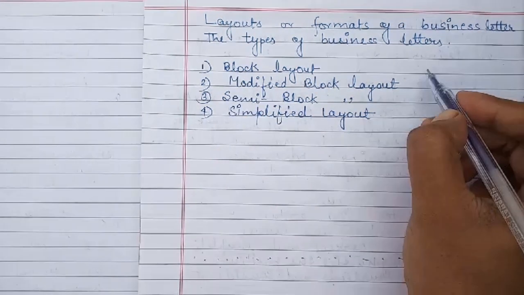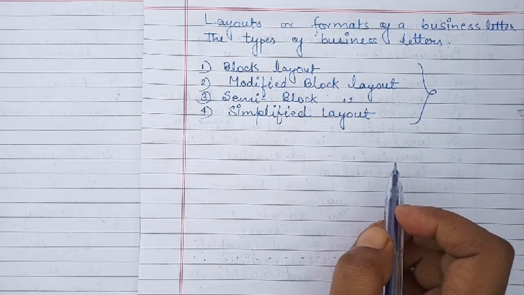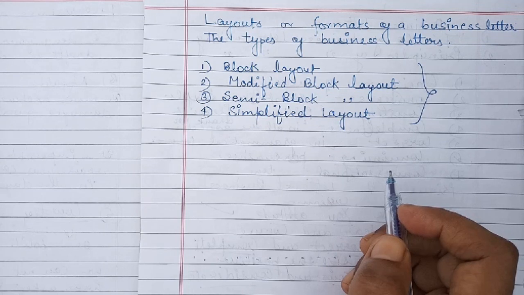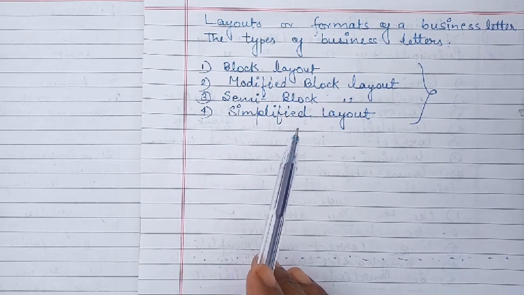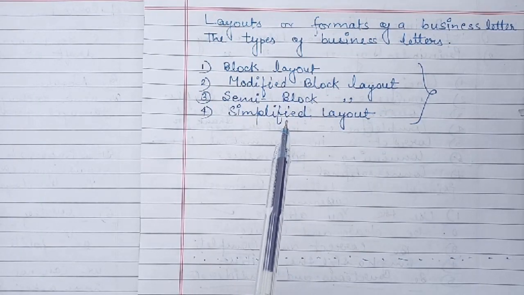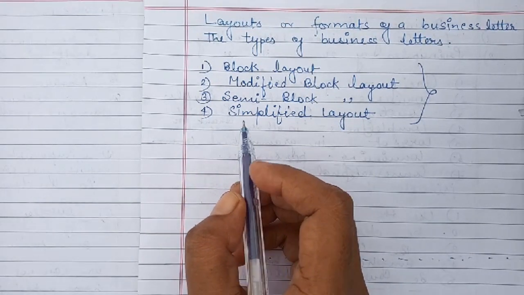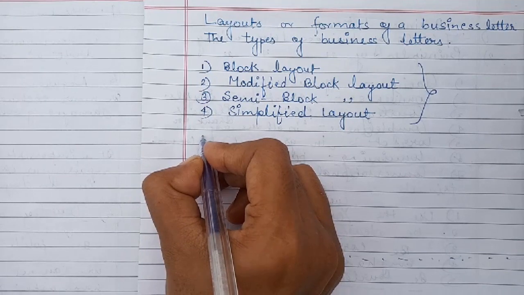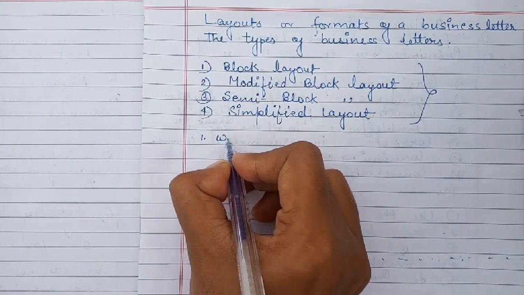So before knowing the exact format of all these 4, we must know the basic elements of a business letter, that how many contents it has. As you are seeing that there are four types of formats in which we can write down a business letter. So first we must know what the contents of a business letter are. Generally we have one important content, that is writer's address.